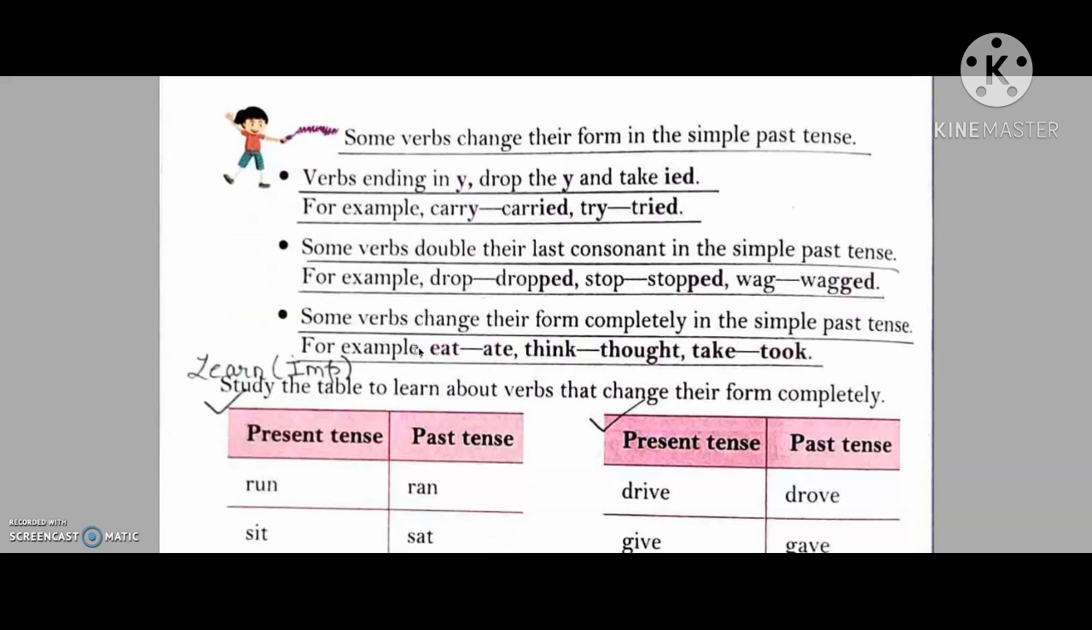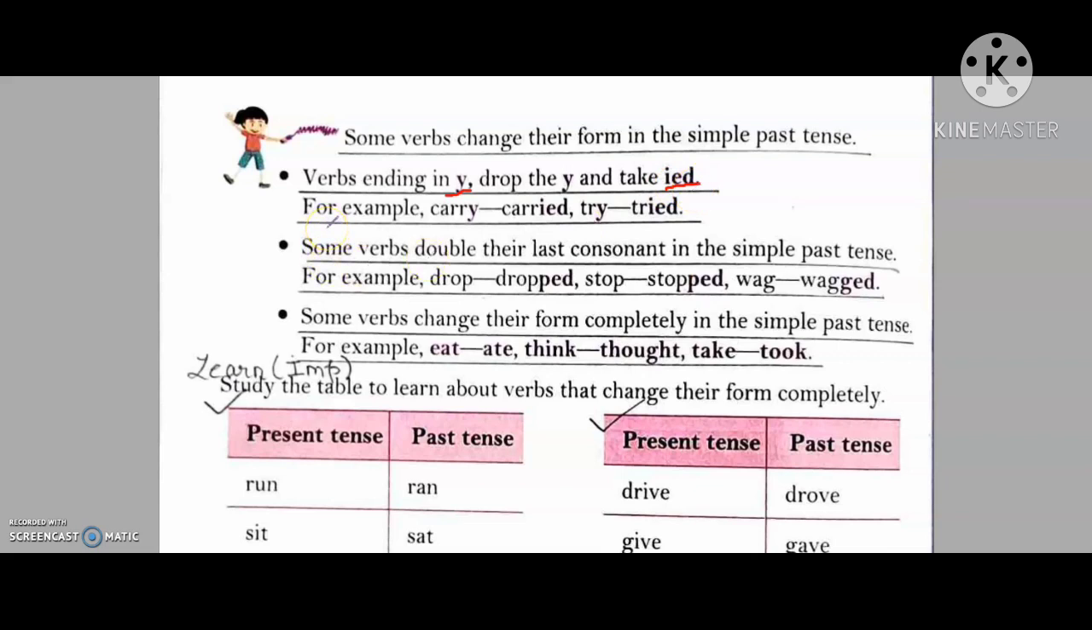Now, let us move to the next page. Some verbs change their form in the simple past tense. You remember I told you this in the beginning of the chapter? Again, we will read it. Verbs ending in y, drop the y and take ied. We will drop this y and we will write ied in place of y.